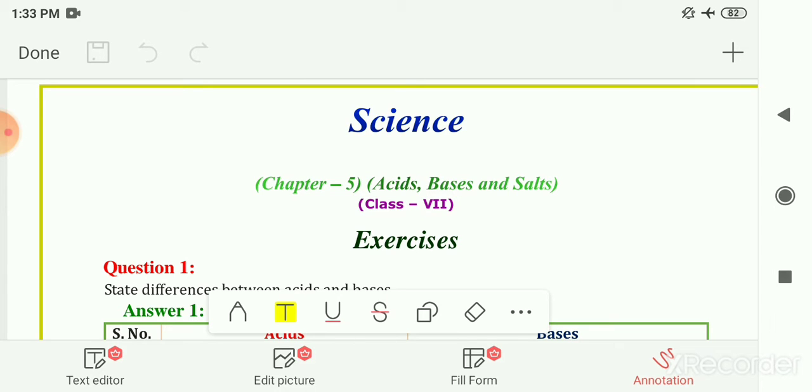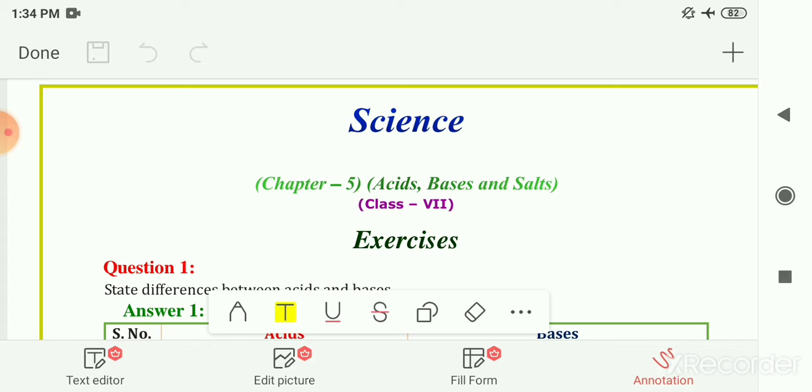Then we had seen properties of bases. In that we had seen that bases are bitter in taste and feel soapy to touch. When you feel them, it will feel like soap. They change red litmus paper into blue. As examples, sodium hydroxide and potassium hydroxide are strong bases, and these bases are used in the laboratories.